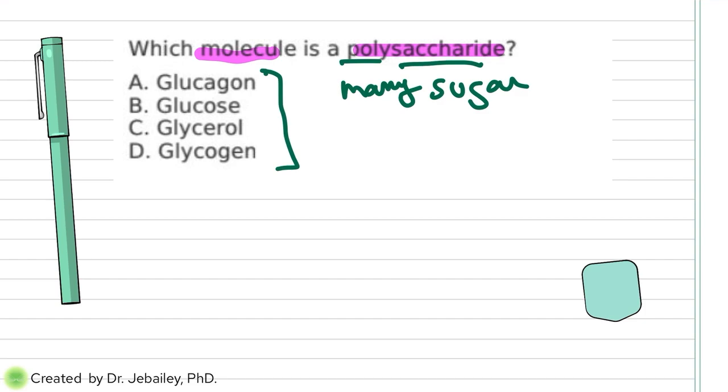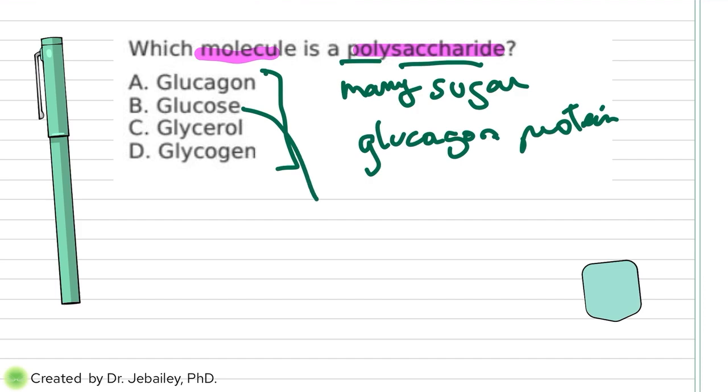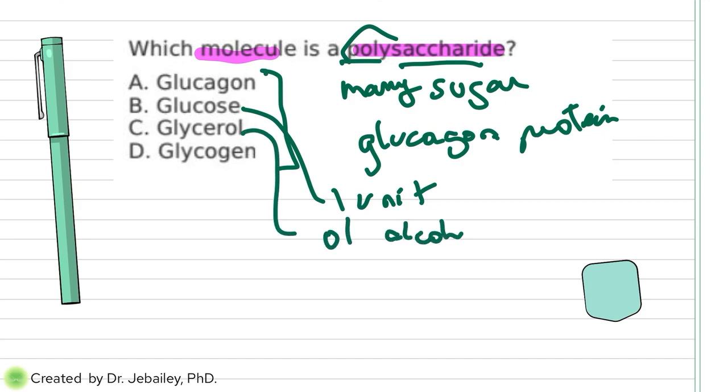But if you actually know this information by studying 2.3, you would know that first, we have glucagon. Now, glucagon is basically our hormone, and it's a protein hormone that regulates sugar. Glucose, in this case, is just one unit of sugar, and here it's asking for many. Then glycerol, there's "ol" in the end, which is basically alcohol. In this case, it's not sugar, it's more like a fat. And then you have glycogen.